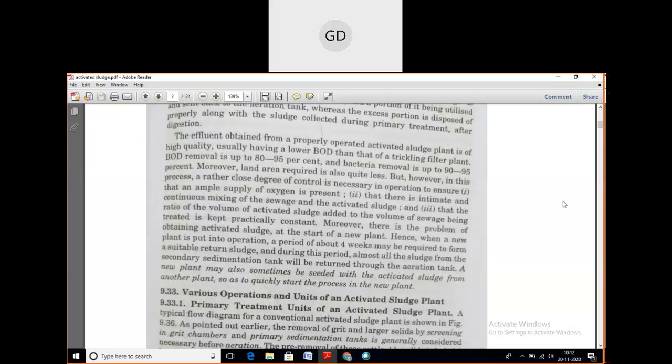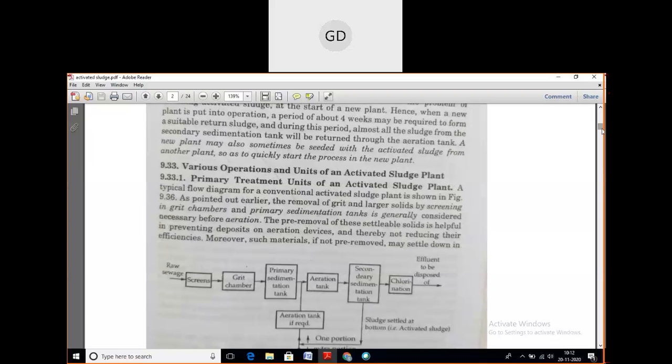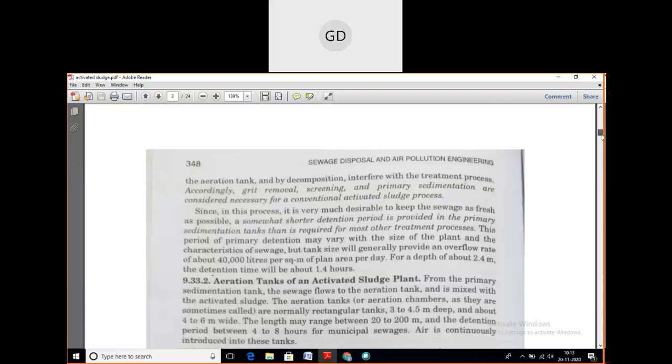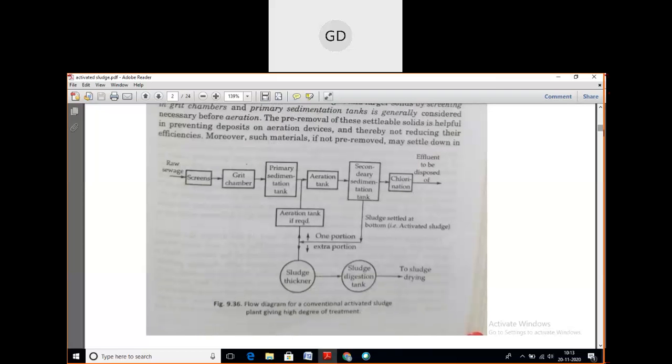now there are different operations and units of an activated sludge plant. I will show you the flow diagram. This is the flow diagram for a conventional activated sludge plant giving a high degree of treatment. All those things we have learned: first screens, the grit chamber, then the primary sedimentation tank, and after that there is an aeration tank, and from the aeration tank it goes to a secondary sedimentation tank. So this part is your activated sludge plant.